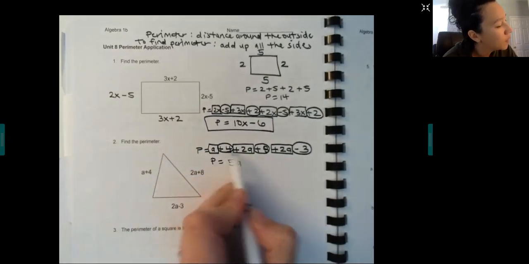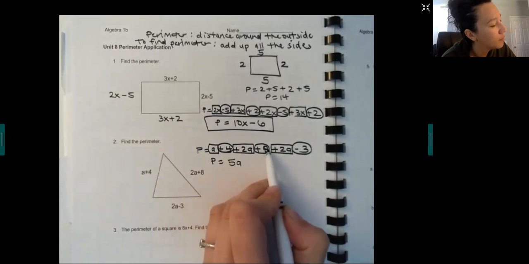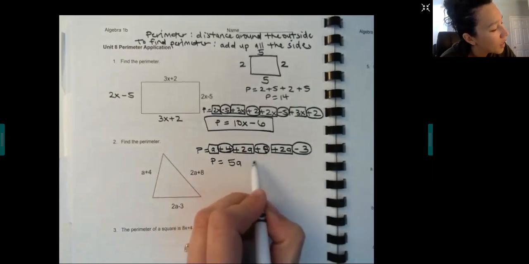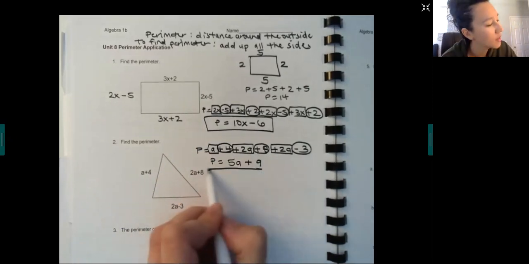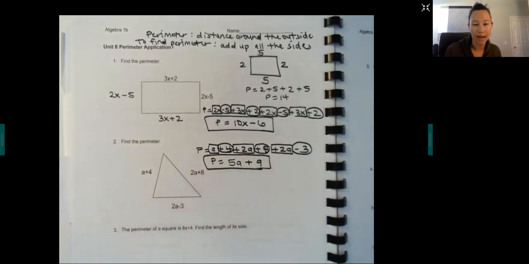And then we have 4 plus 8, which is 12. 12 minus 3 is 9. So the perimeter of this rectangle is 5a plus 9. Any questions on number 2?